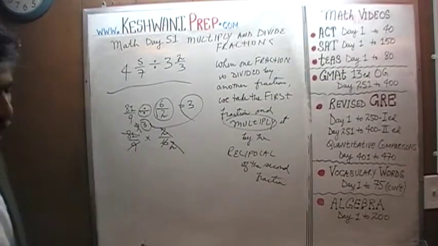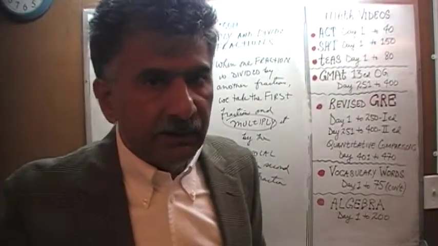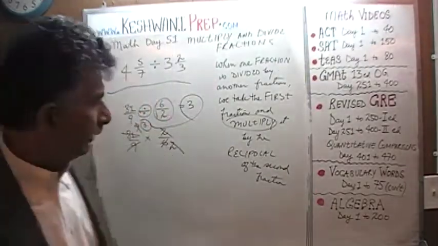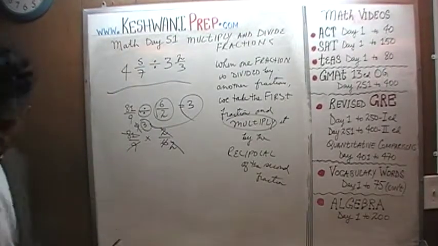So that's how the system works here. We take the first fraction and we multiply it by the inverse, by the reciprocal of the second fraction. That's what we need to do here. I need to raise it now because we need the room.